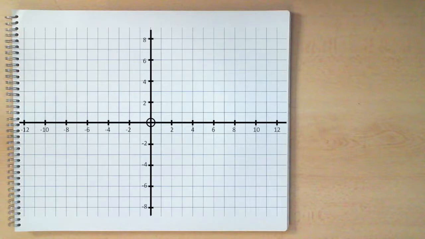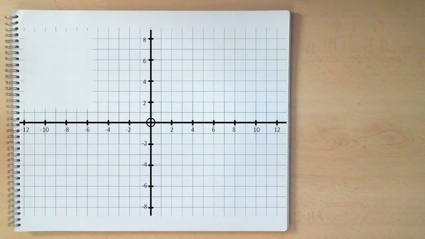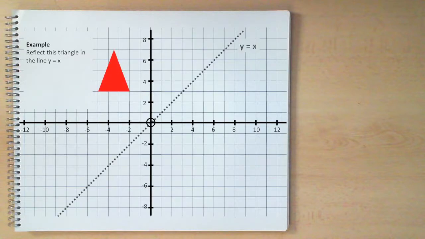Let's try a harder example. Let's do a sloping line this time. So we're going to reflect a triangle again in the line y is equal to x. We use a triangle so we can see the shape and which way the individual points are going. It's a lot harder if we're using a square or a rectangle. We draw our line in, y is equal to x, and we start looking at each point in turn again.